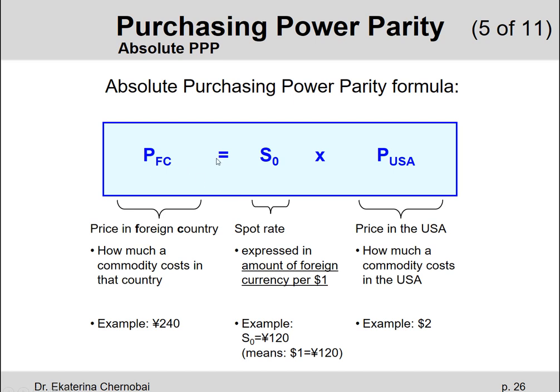So the price in a country equals the spot exchange rate multiplied by the price in the United States. And the important thing is the exchange rate is expressed as how many units of the foreign country's currency you get with 1 US dollar. If it was the other expression, then in this formula we would have price USA divided by the current spot exchange rate.